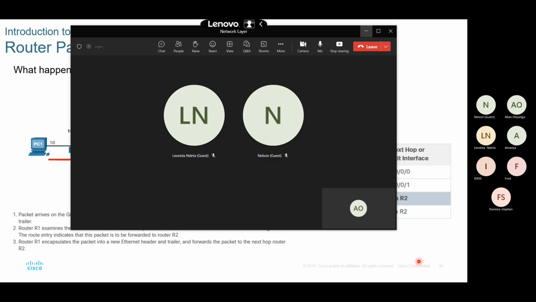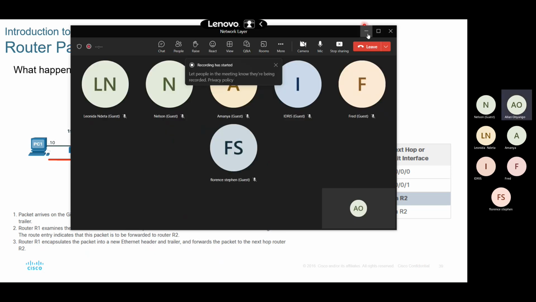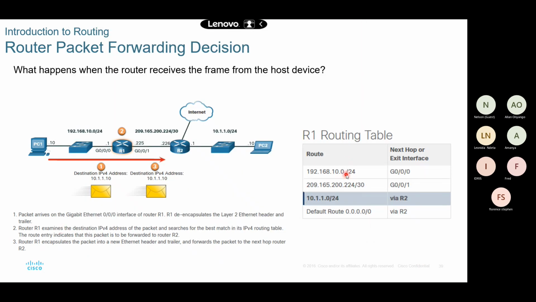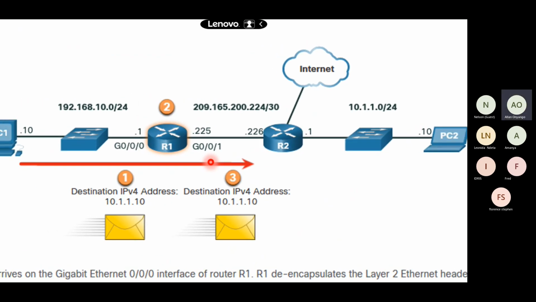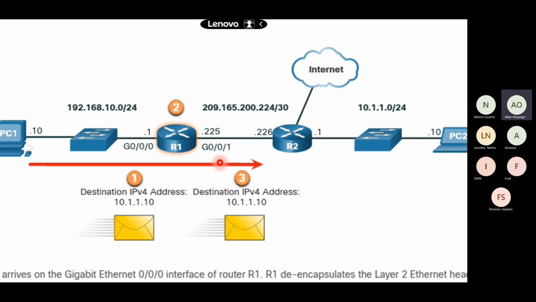Let me ask a question here, guys. Since I have taught you how to count the number of networks, how many networks can you see from this diagram? Look at the routers very well before you answer that. How many networks can you see here in this network diagram?